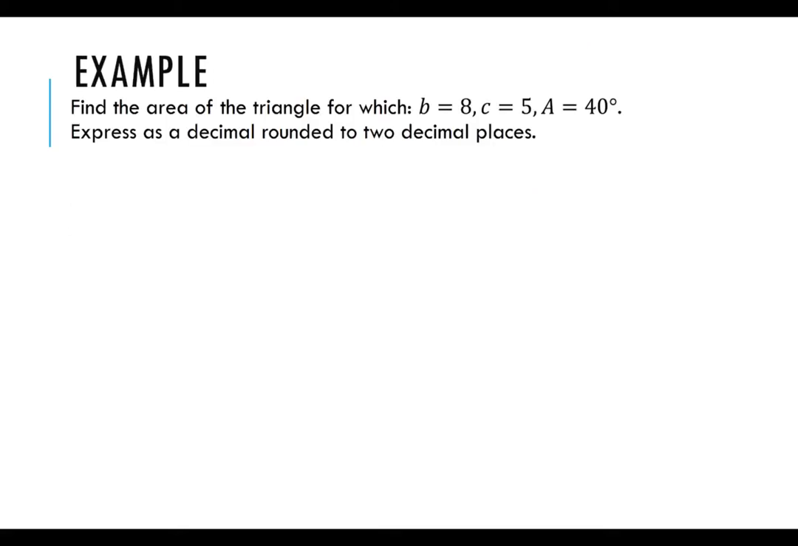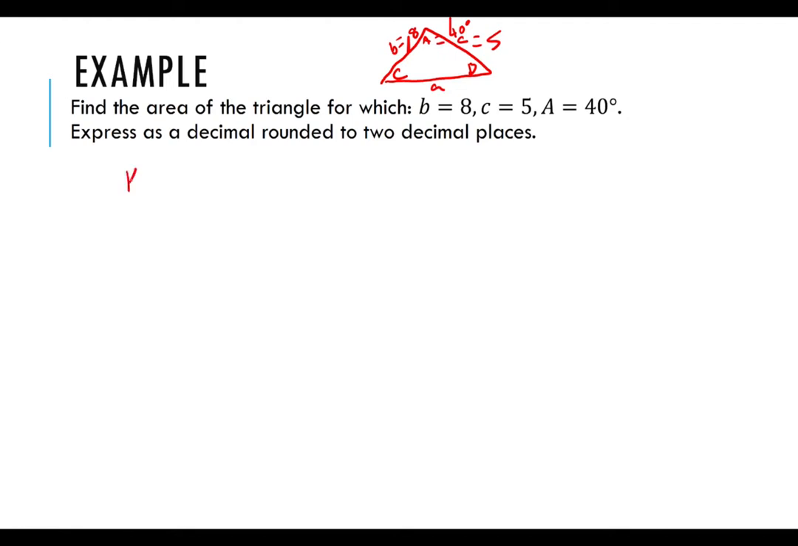Let's say we want to find the area of the triangle for which b is equal to 8, c is equal to 5, and angle A is equal to 40 degrees. If you need to, sketch the triangle real quick, label angles A, B, and C as capitals, and then the opposite sides are the lowercase. And so there's our triangle. Notice that b being 8, c being 5, and A being 40 degrees gives us exactly what's necessary to be able to calculate the area.